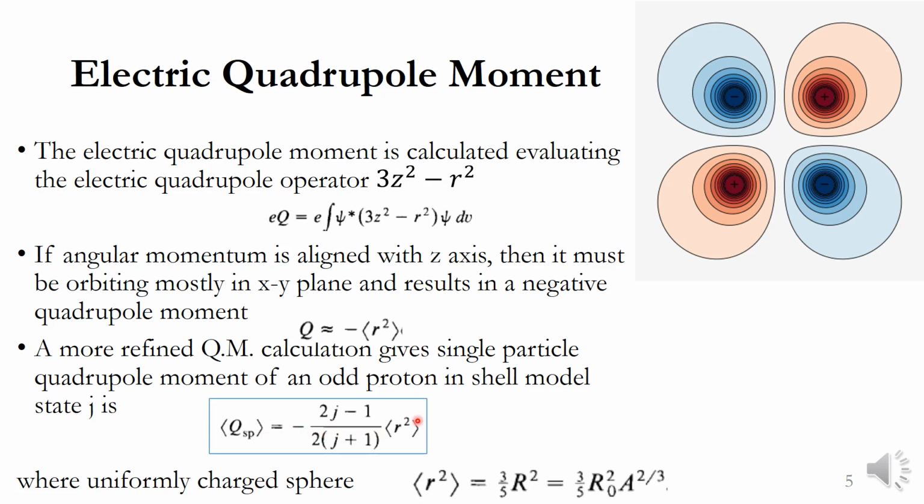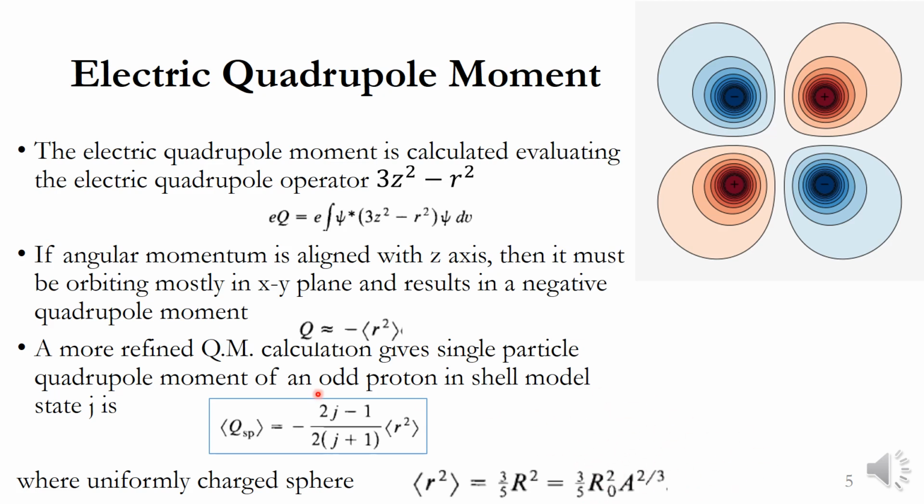This is more corrected from this classical one: minus (2j minus 1) divided by (2j plus 1) times r square. Again the negative sign is there, where for the uniformly charged sphere case, the r square will be 3 by 5 r square, where this r is the radius of the nucleus, which can be replaced by this equation. You know that the radius can be represented by r0 a raised to 1 by 3. So this will be the result.